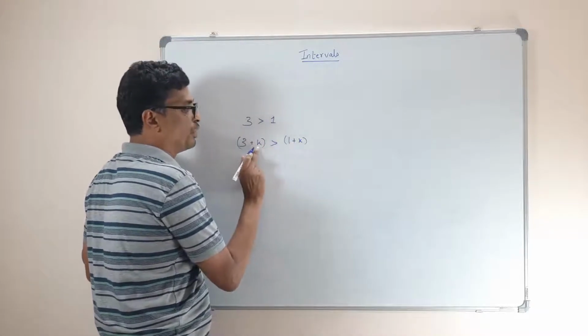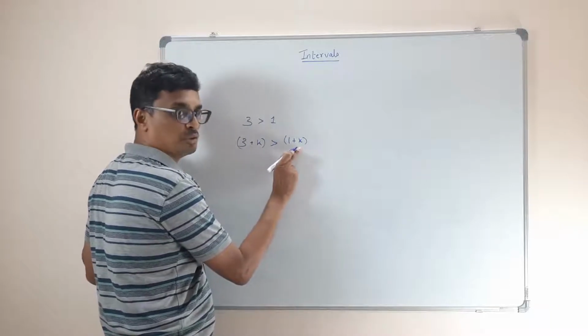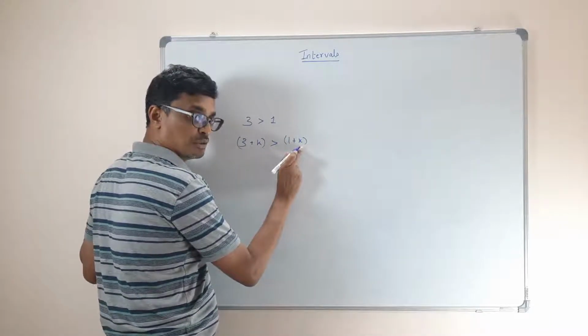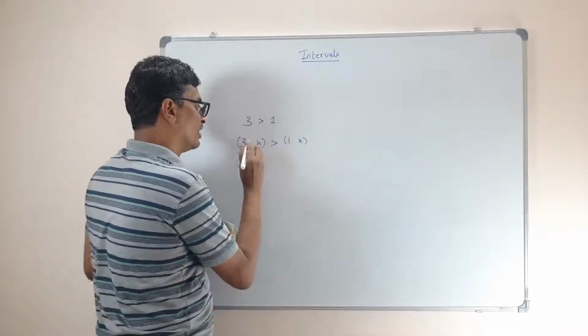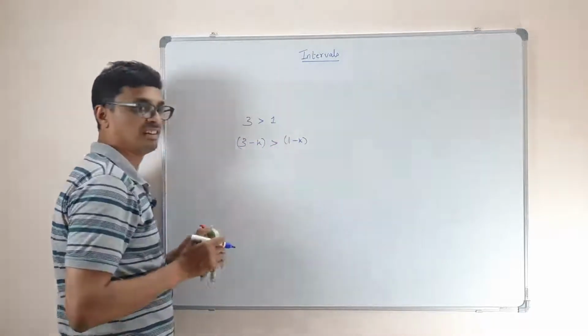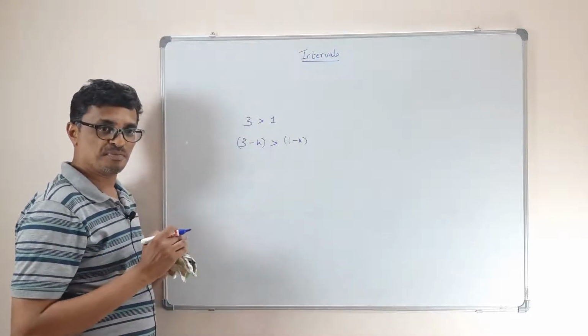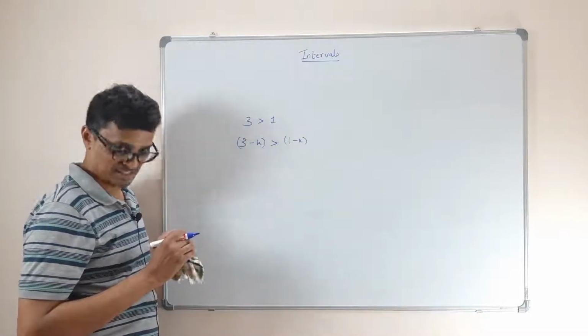Because k equal to 1 means 4 is greater than 2. With k equal to 2, 5 is greater than 3. If I subtract, it will still be the same. Simple, na?